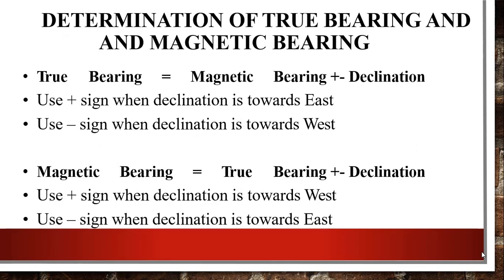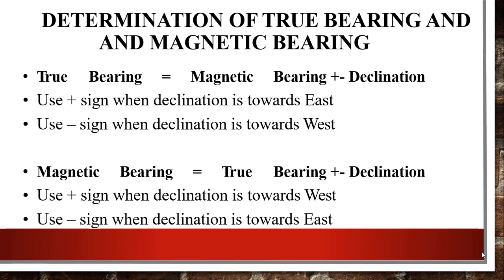Now the next topic is determination of true bearing and magnetic bearing. Okay, so the true bearing of a line is always measured with respect to true north, and the magnetic bearing of a line is always measured with respect to magnetic north, right? And the difference between true bearing and the magnetic bearing is called magnetic declination. Okay, so for obtaining true bearing you have to apply the formula, that is magnetic bearing plus or minus declination. Use plus sign when declination is towards east, use minus sign when declination is towards west.